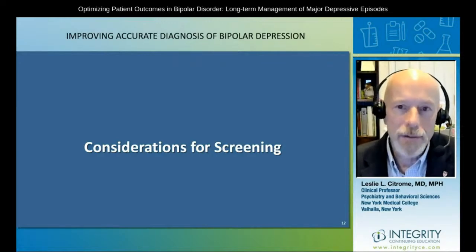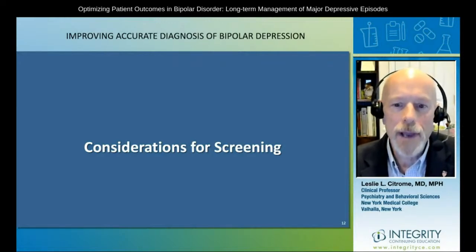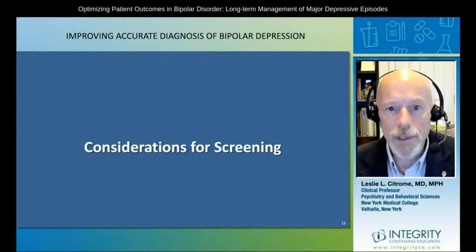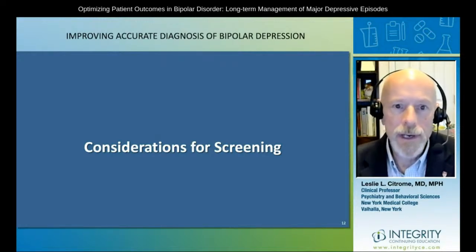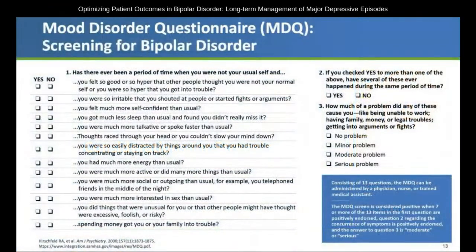Well, we need to ask the right questions, right? We need to be systematic in our approach. So one way of doing that is using a variety of aids. And the mood disorder questionnaire is probably the one that we're most familiar with. It allows us to screen for bipolar disorder by asking patients a variety of questions about prior behaviors, experiences that would be reminiscent of mania or hypomania. And it's sometimes difficult for us to have this conversation with patients, and sometimes it's easier for them to fill out a form.